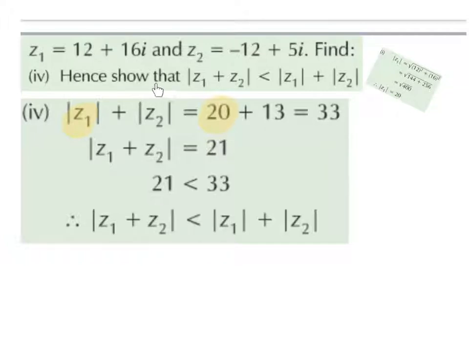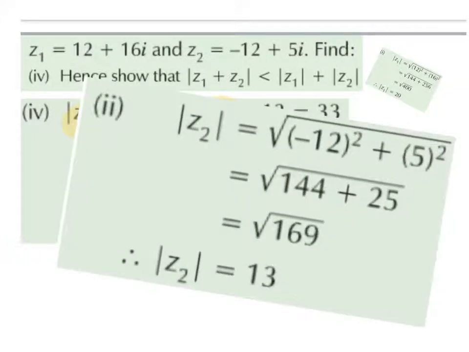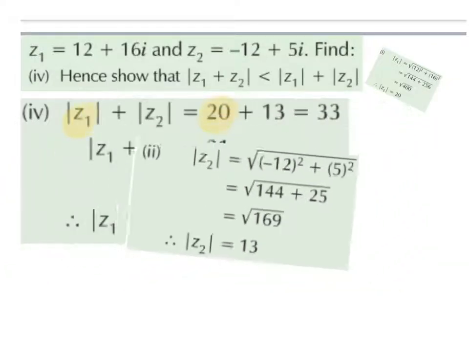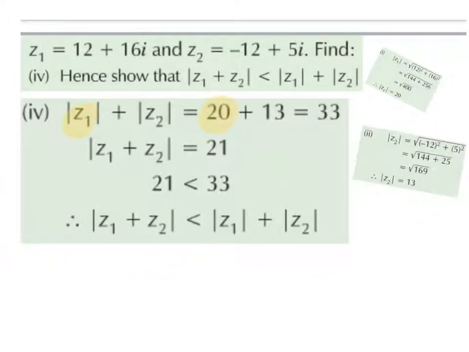We worked out the modulus of z2 to be 13. So in part 2, we worked out the modulus of z2 to be 13. So the modulus of z1 is 20 and the modulus of z2 is 13, and 20 plus 13 is 33. So the modulus of z1 plus the modulus of z2 is 33.